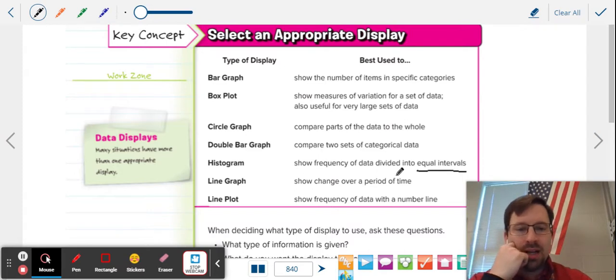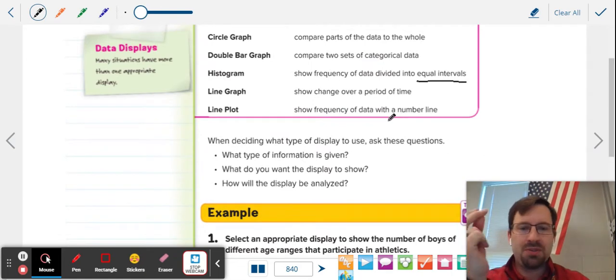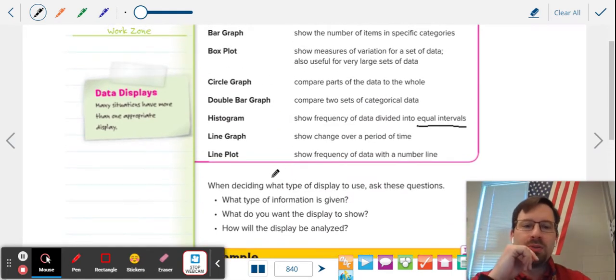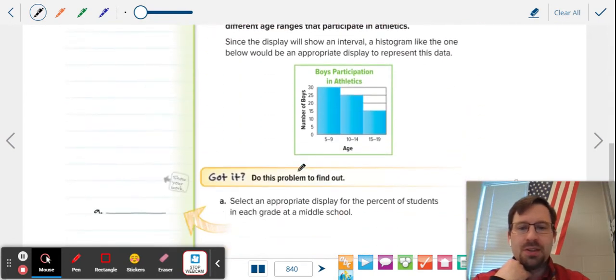And a line plot is very similar to a dot plot. You have a number line, and then you have dots at the different times they occur. We use this when we're just looking for frequency. There's also tables and tally charts, which would be similar to a line plot, just showing frequency, how often they occur.